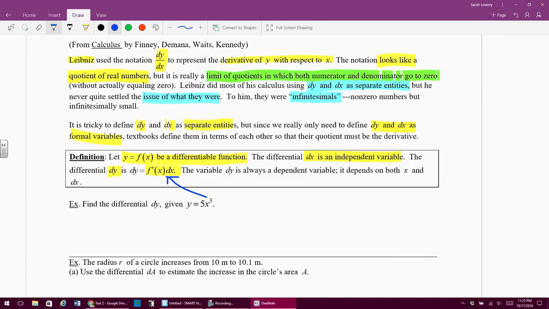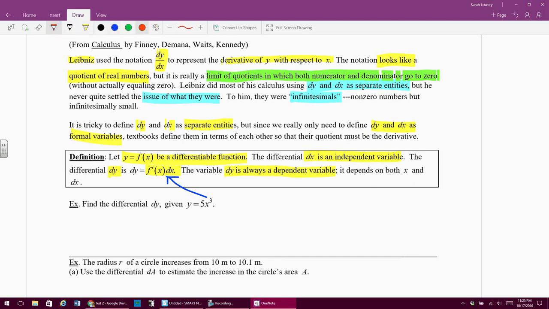This kind of looks like the derivative of x dx, almost kind of like chain rule, okay? Now, in this case, dy is always the dependent variable. It depends on both x and dx. So we're going to like algebra this.